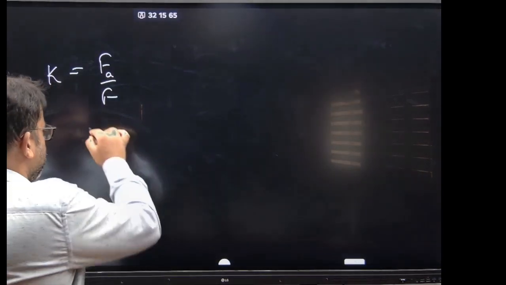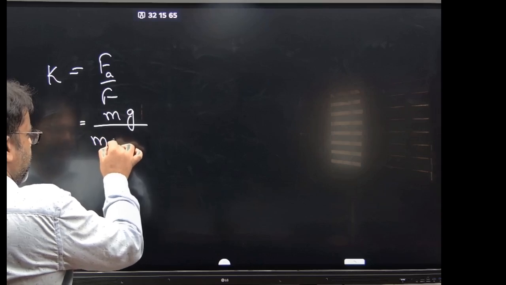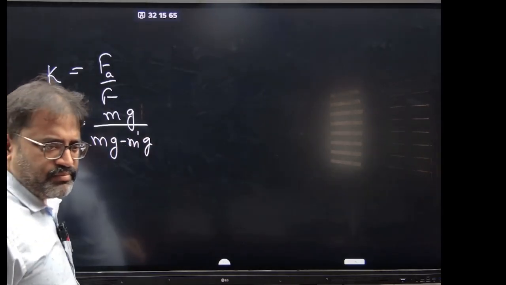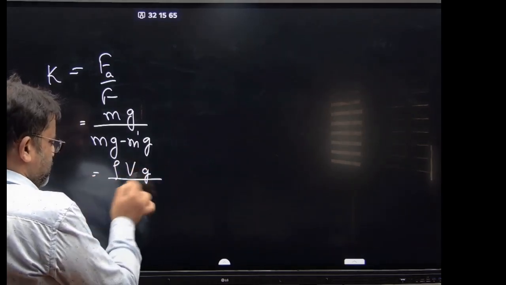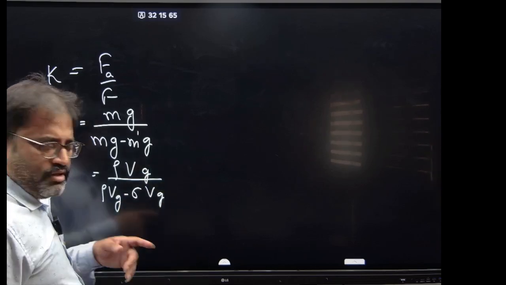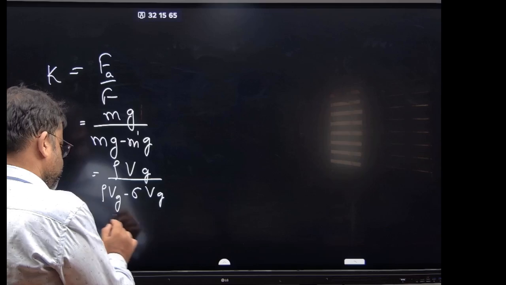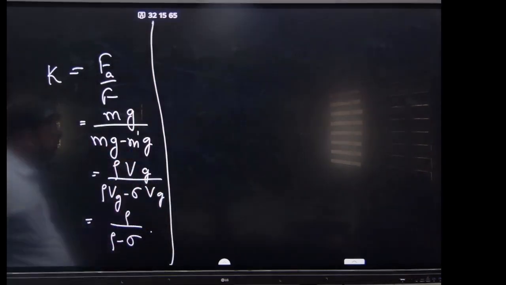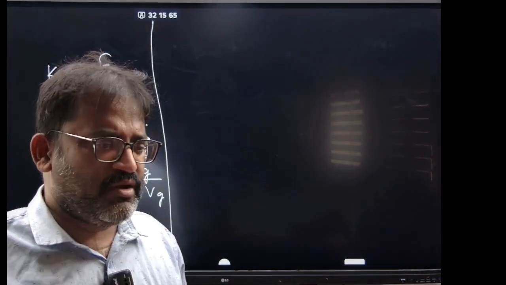Now normally FA is given by mg, and F is given by mg minus m prime g. So this is equal to density into volume into g, and again the same thing here, minus sigma V into g. We can take g common and V also common in the denominator, so that both cancel off. So it is rho minus sigma in the denominator and rho in the numerator. So the right option is option 1, verified.